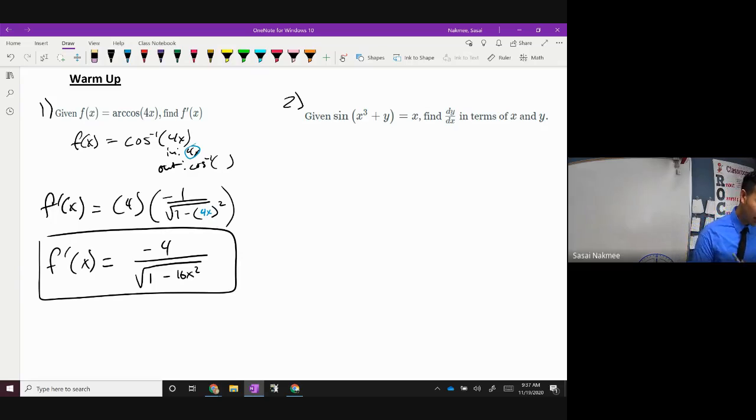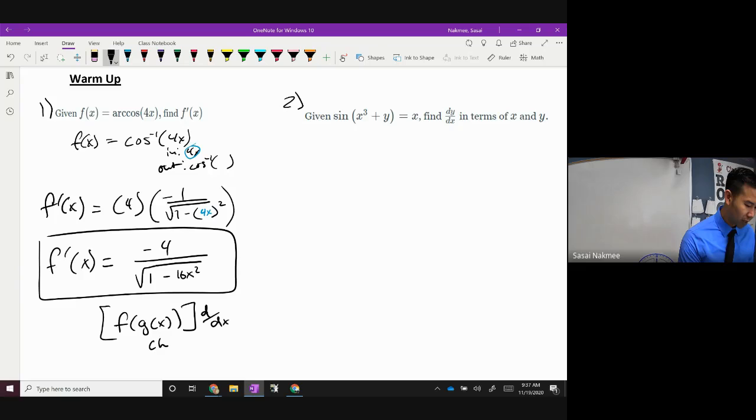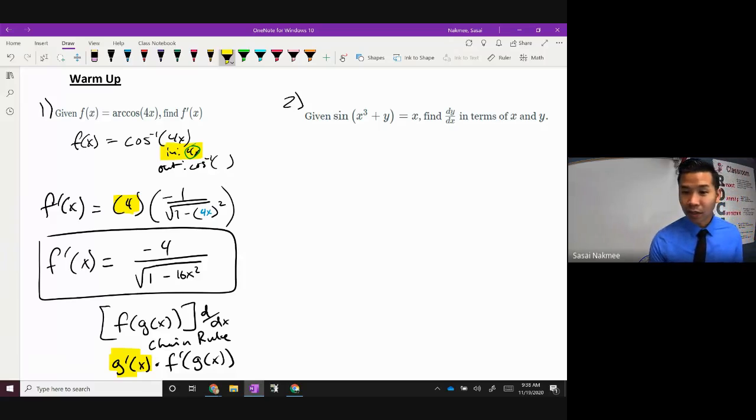Yes? Okay, so remember, if you have a composite function and you're looking for its derivative, meaning a function inside a function, we use the chain rule. And the chain rule simply states that you need to multiply the derivative of the inside function times the derivative of the outside function evaluated at the inside function. So that 4 right there represents the derivative of the inside function. So, well, the second parentheses. Okay, yeah.